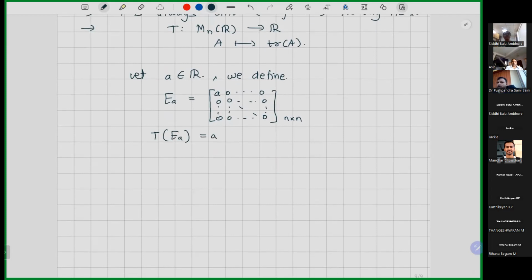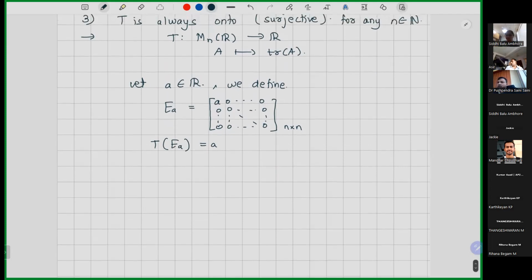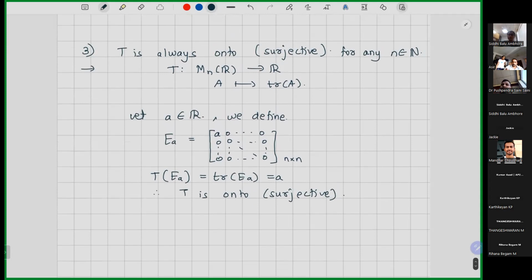Is it clear? So for any given a in R, I can always produce such a matrix EA such that trace of EA is a. Therefore, T is an onto or surjective map. Okay. Any doubts here? No. Okay. So this is when we are saying that this is true. We proved this for any given n. This is true for any given n.